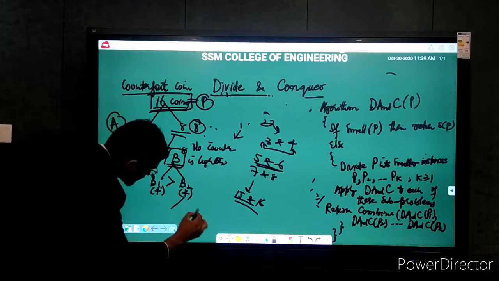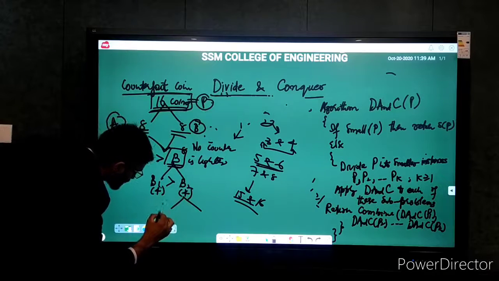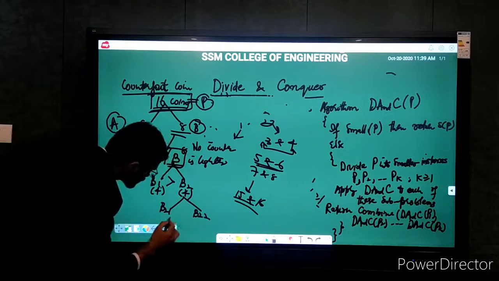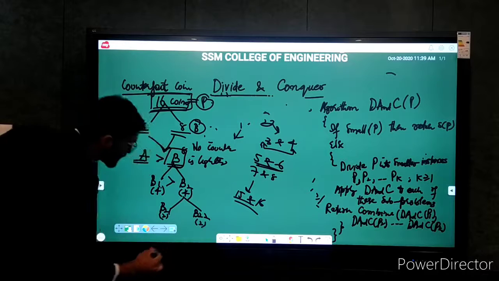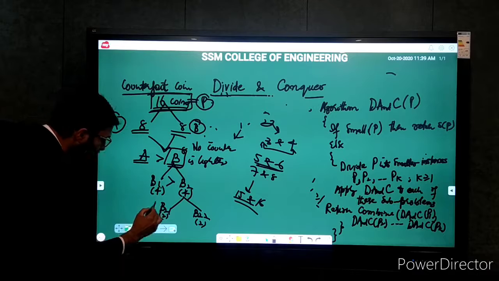Again I will divide it. The divide and conquer strategy. So it would be, let us suppose, B2 1 and B2 2. B2 1 will contain 2 coins, and B2 2 will also contain 2. Then again I will weigh them. The lighter one will contain the counterfeit coin.